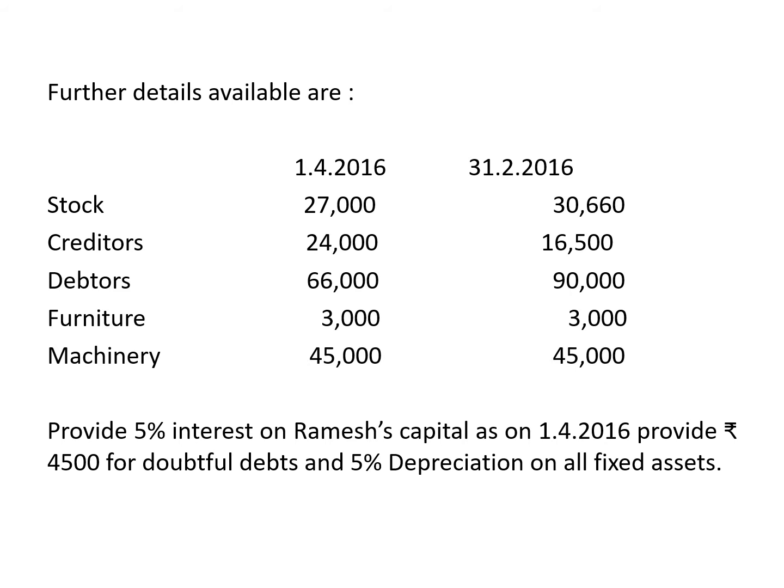We have to see if any further RDD or anything else is provided. They have given provision of 4,500 for doubtful debts. So we have to deduct the doubtful debts from the closing debtors of 90,000 in the balance sheet.